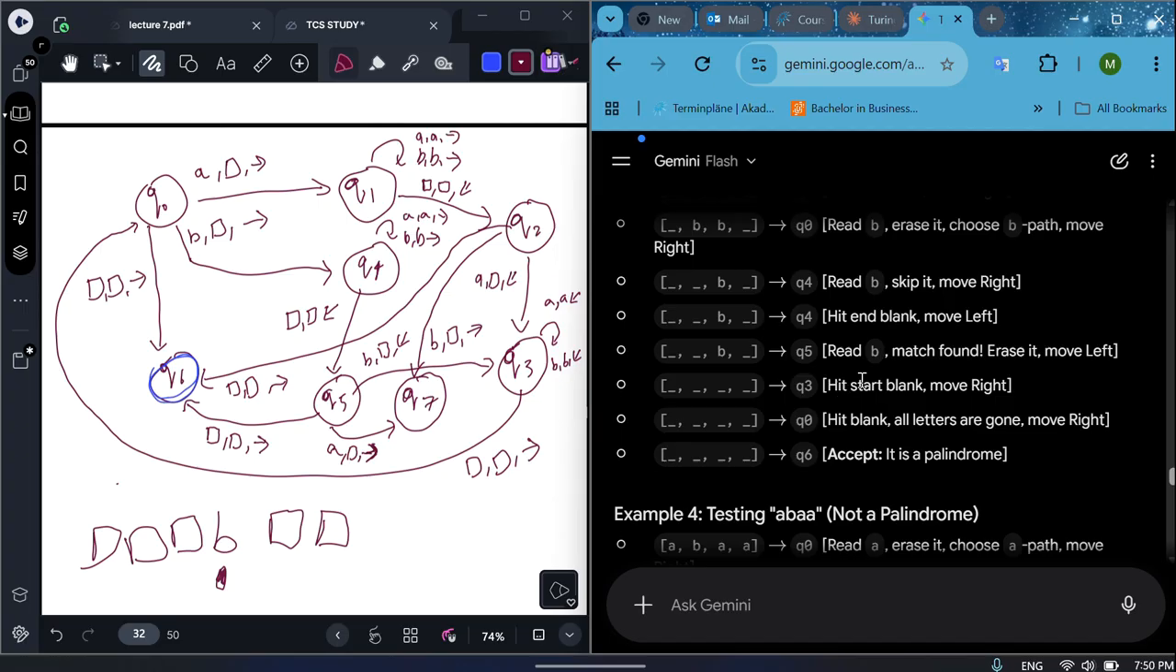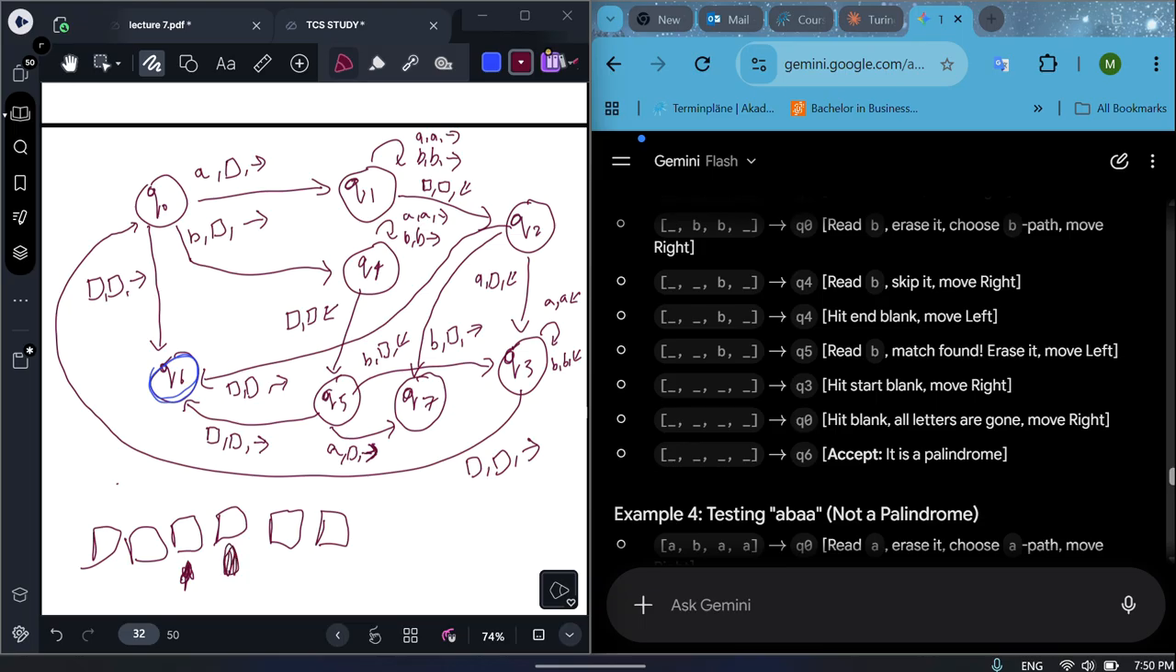In Q5, if you read B, it's a match. You can make it a blank and go left like this, and you can go to Q3 state. Hit start blank, move right. And here we have that it doesn't matter what A's and B's you read. The moment you read a start, we are reading a blank over here. This is where we were. Go one step right and change the state to Q0.